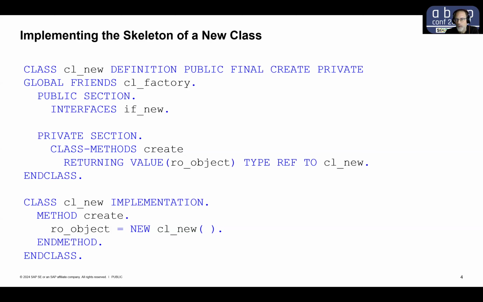Okay, maybe you wonder why the creation method does not return the interface. This is possible because this creation method will not be used by the outside world directly, but only by the factory. And the factory knows the class, of course. So it doesn't bother that the class name is returned.